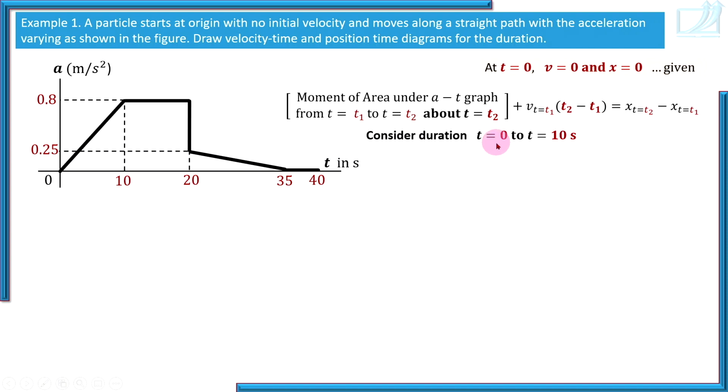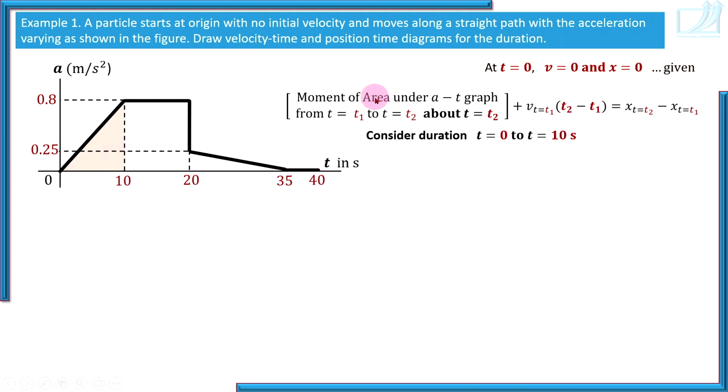Time at which position is known and time at which position is to be found out. So now how to write this bracket, that is very important, try to understand. Moment of area under the a-t graph from t1 to t2 about t2. This triangular area is the area under the a-t graph from t equal to 0 to t equal to 10 seconds.